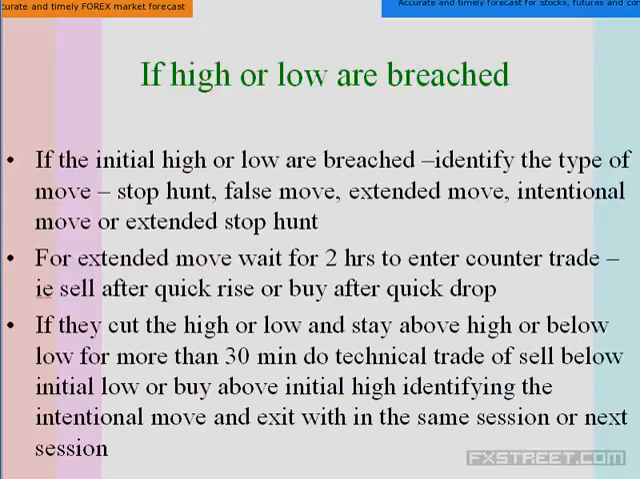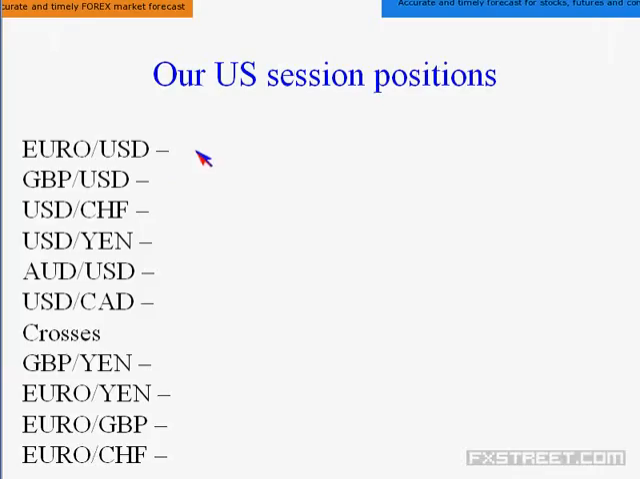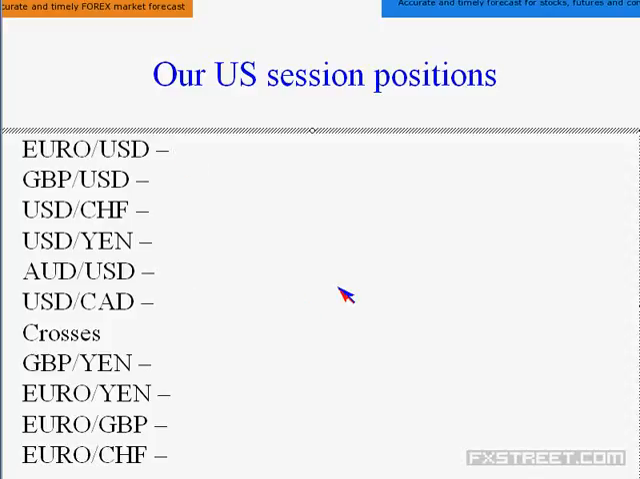Now in this particular session, Euro and GBP are expected to make swing and rise moves. So this is the forecast derived from the algorithm. So we need to take some positions for this session at least. So currently Euro is trading around 1.3660 and they formed the low 1.3609 and now already it is 14:22 GMT. So let me just keep 10 pips below the current level 1.3661, a buy limit order.